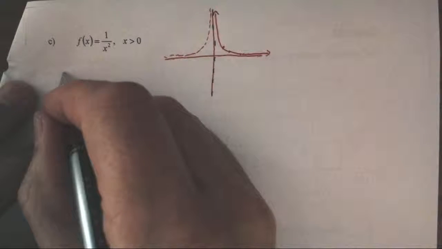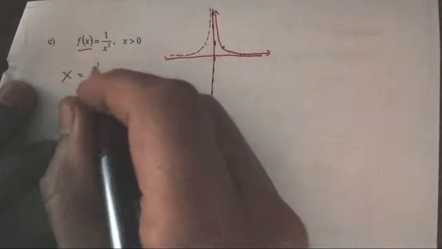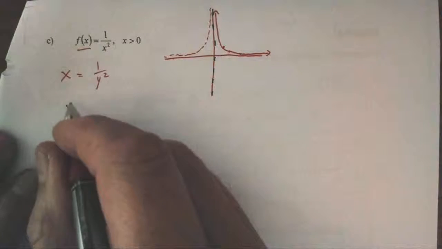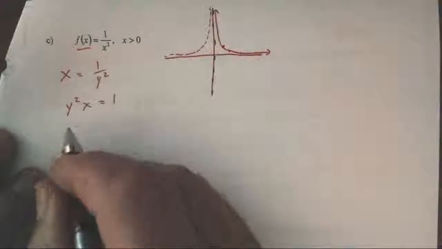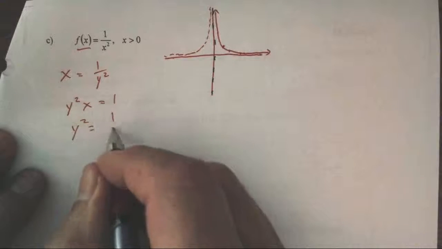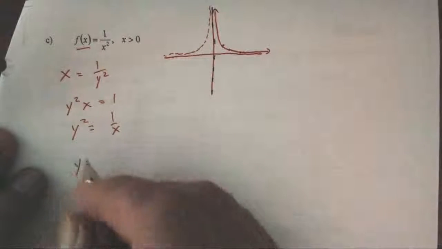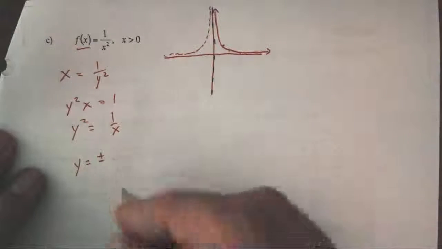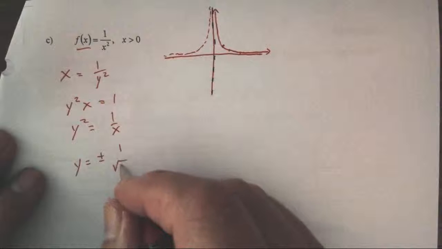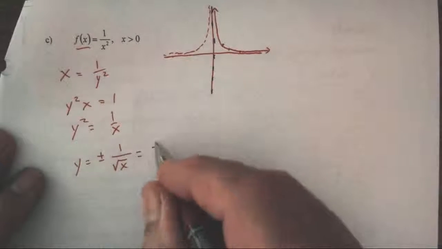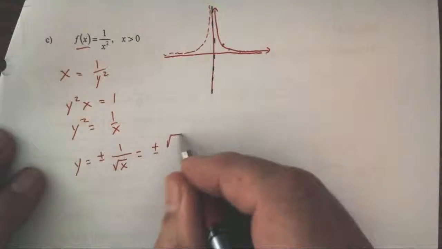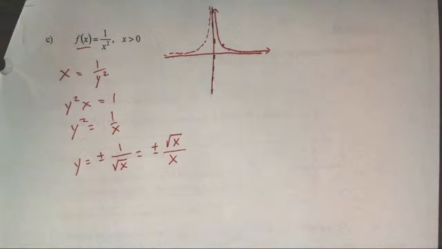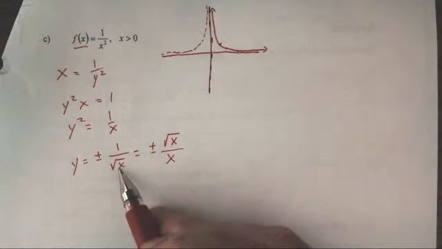So x's become y's, y's become x's, we solve for y. If I cross multiply, I get y squared x equals 1, y squared equals 1 on x, and y equals plus or minus the square root of 1 on x, or the square root of 1 is 1 on the square root of x. And you could call that plus or minus rationalized, multiply by root x on root x, and we get that. Could call it that. I'm going to probably work with this one.